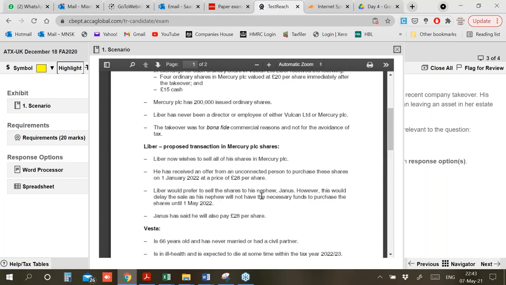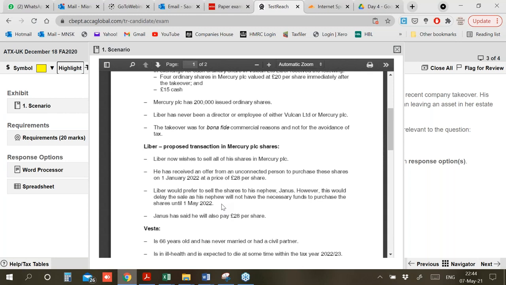Liber would prefer to sell the shares to his nephew Janus. This would delay the sale as his nephew will not have the necessary funds to purchase the shares until 1st May 2022. So guys, don't think emotionally here, because we are not going to suggest what is right for the family. What we are going to suggest here is what will be better from a tax perspective. So don't answer that if he delays the sale, his nephew will be able to buy. We are not here to take care of the nephew. We have to tell what will be the impact on taxation if it delays the sale.